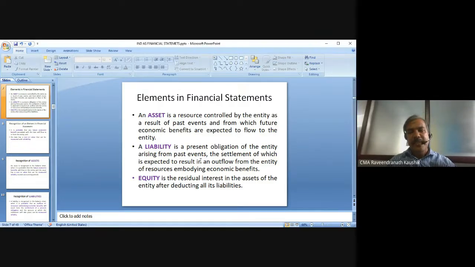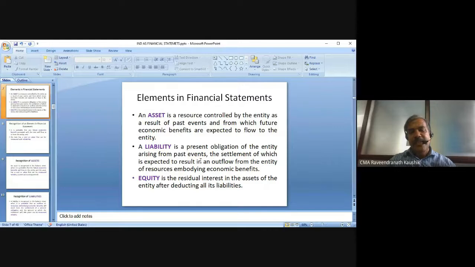The second one, liability, is a present obligation. Obligation is also a very important word which I'll come back to when I talk about provisions. Obligations are to be legal obligations. An obligation just for the company in name alone will not help you unless it is supported by either a constructive obligation or a legal obligation. So legal obligations are very important here.